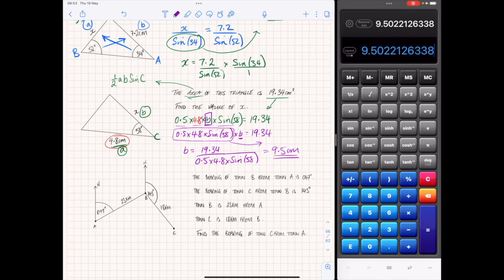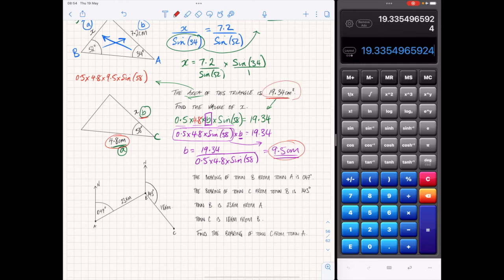I could then check that works, because this is a working backwards question. If I substitute 9.5 back into the original formula of half ab sin C, so 0.5 times a, which was 4.8, times b, which I'm now saying is 9.5, times sin 58, close my brackets, I get an answer of 19.335, which would round to 19.34. So I've already checked my answer. I know that that one is correct and that I've got the correct answer.